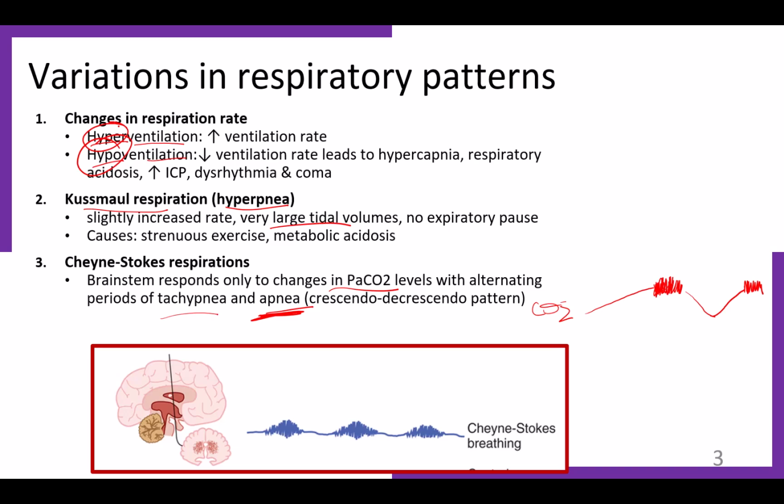So you've got apnea here, followed by tachypnea, where CO2 is exhaled. And then when CO2 levels drop, it causes an absence of breathing, apnea again. And then CO2 levels increase to cause that rapid breathing. And then you've got the Cheyne-Stokes pattern of respiration.